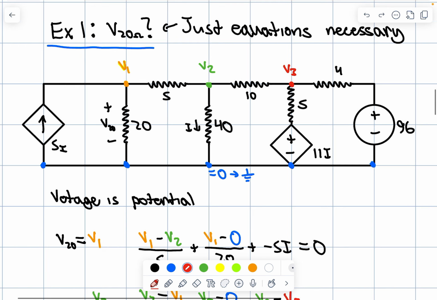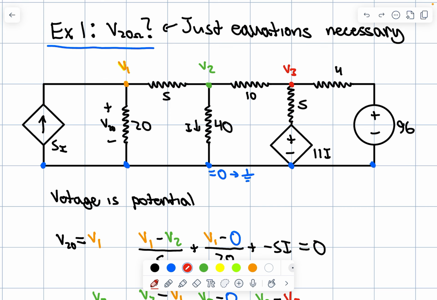So what now? Now that I've set this equal to 0, I recognized that this node is different from this node, is different from this third node. These 3 nodes are different, 1, 2, and 3, so I've marked them as such. So now I'm thinking, well, what do I need to solve? Well, V20 is this voltage drop here, which is the drop from V1 down to 0. So now all I need to find is V1.